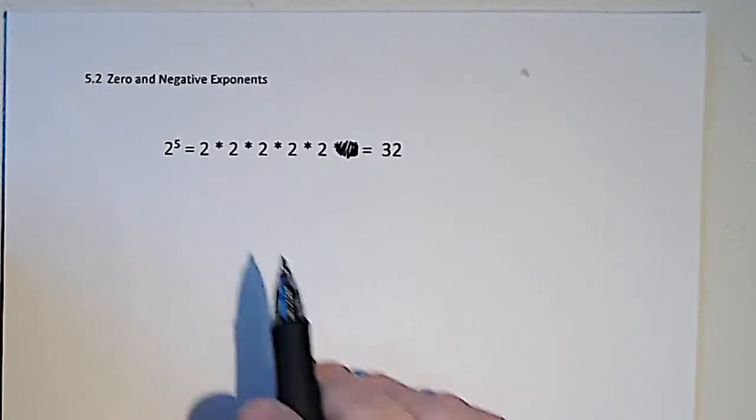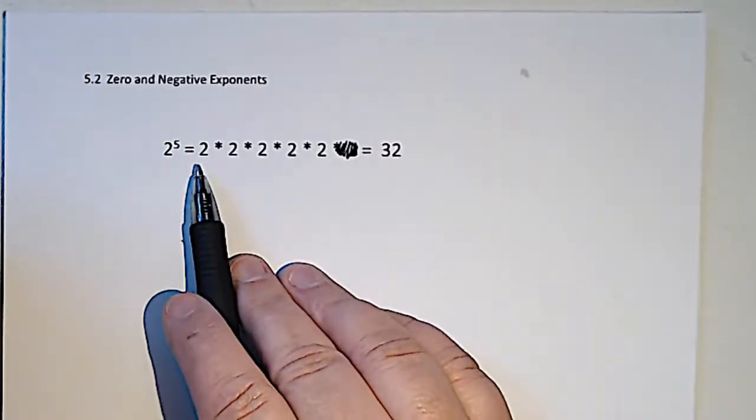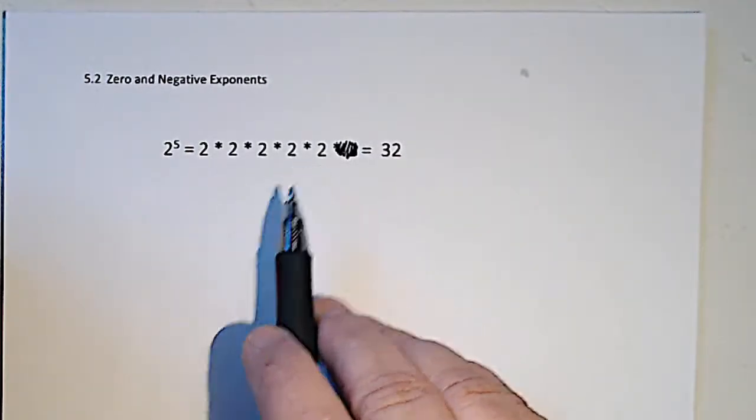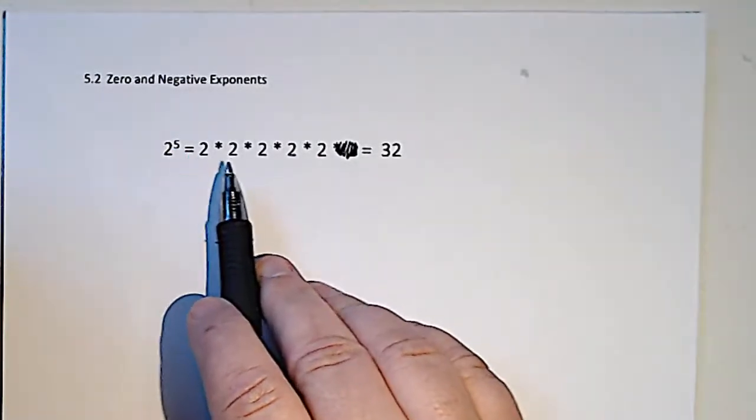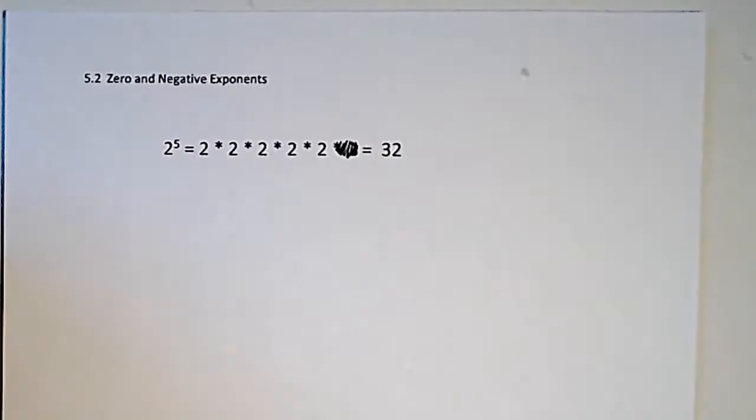Okay. So yes, now you can see very clearly that I wrote 2 times 2 times 2 times 2 times 2. 5 of them, right? So if I've got 2 to the 5th power, this is this, which equals 32.